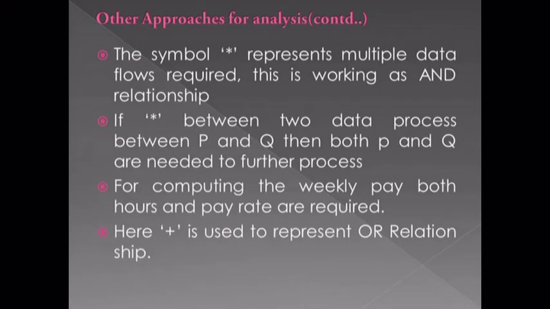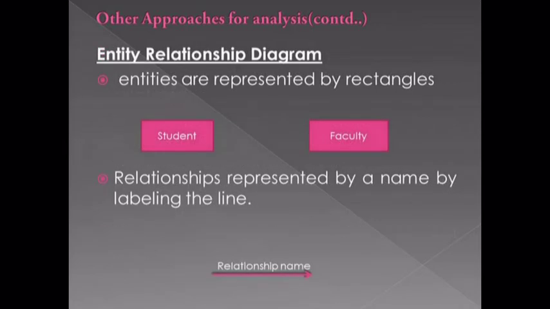Here the star symbol represents an AND relationship. That means, for example, from the above diagram, if you want to compute the weekly pay, then you require the payment rate and how many hours he worked. Both details are required. Likewise, the plus operator is used for an OR relationship. This is used when a single flow is necessary.